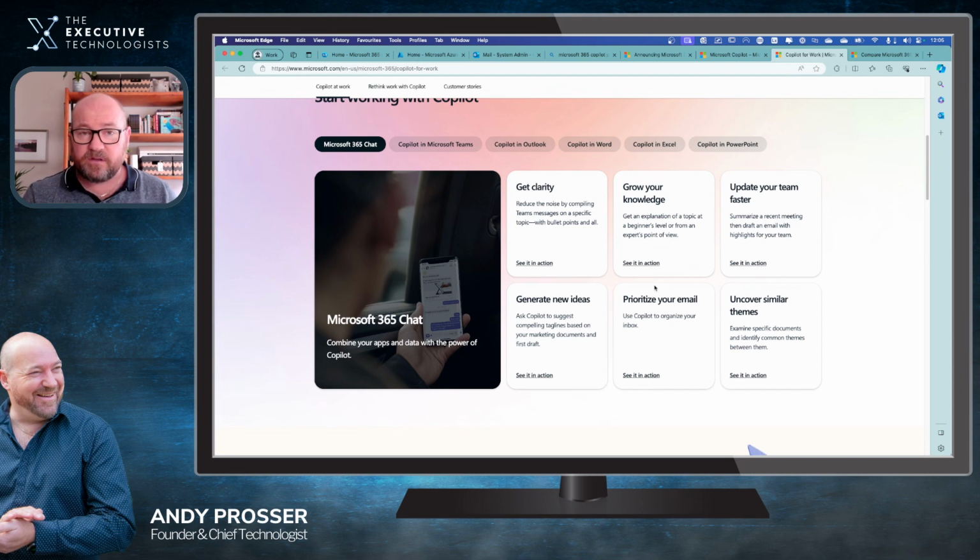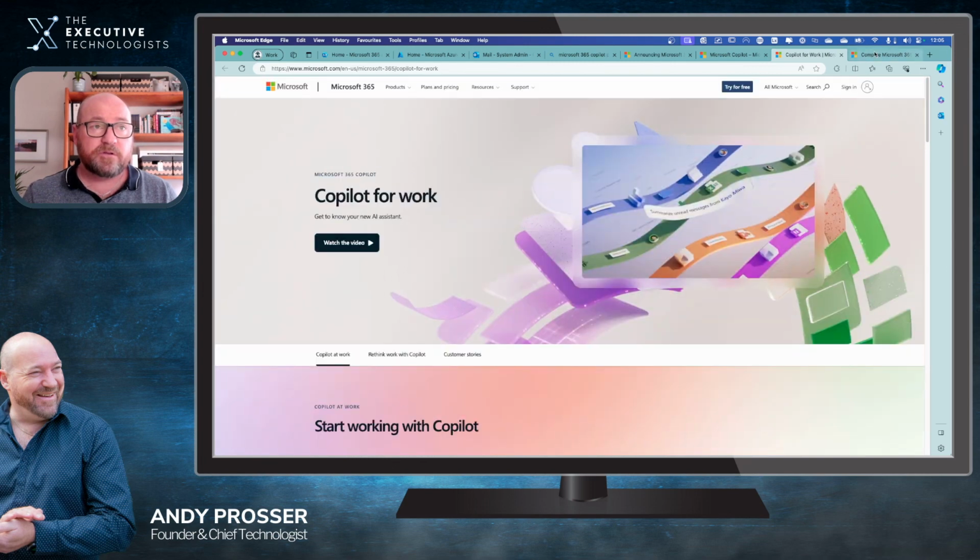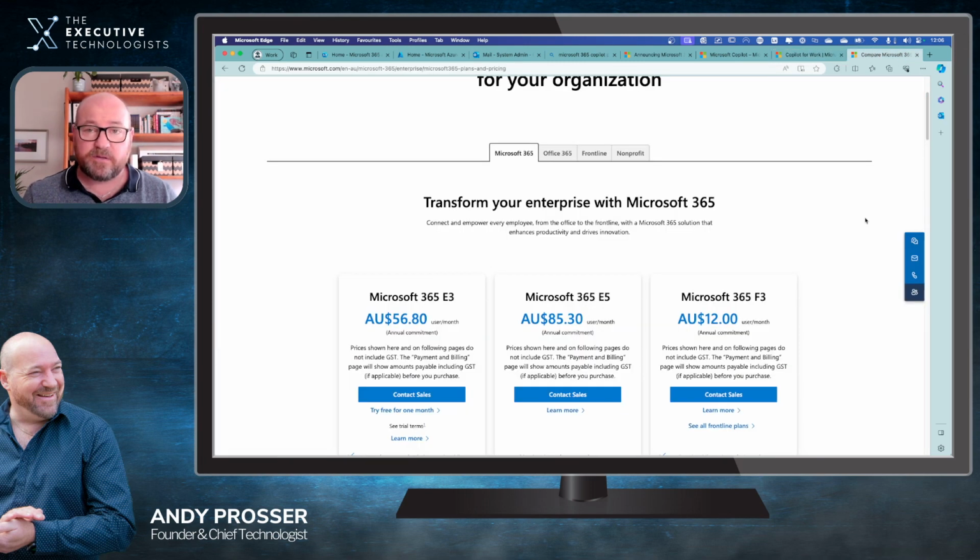Problem is, Microsoft has decided to make this available to enterprise customers. Yes, I'm talking about customers with a Microsoft 365 E3 or E5 license. And they've also stated that you need to have at least 300 seats. Now let's just run the math. Now these numbers are in Australian dollars and they don't have GST associated.